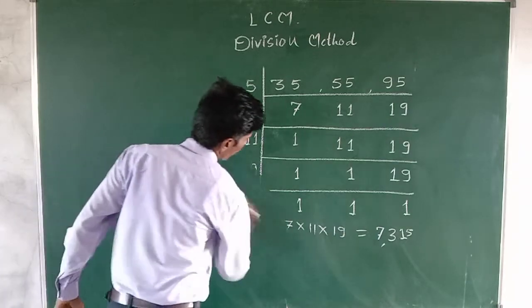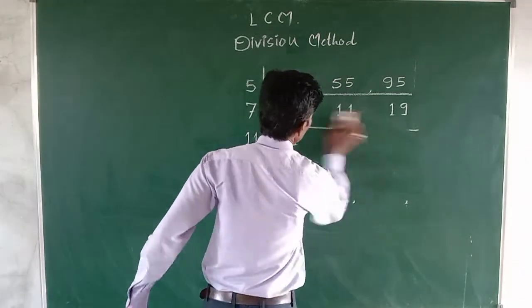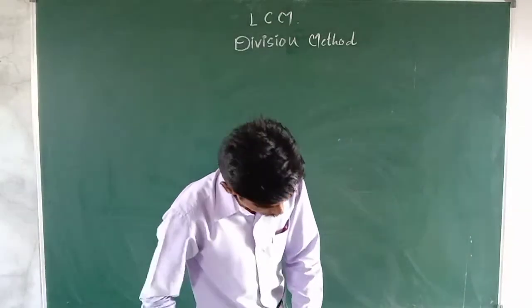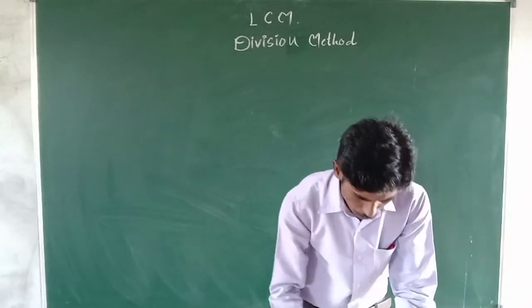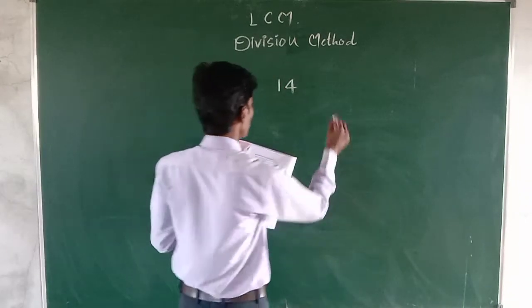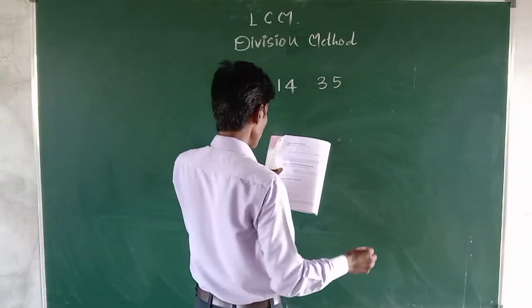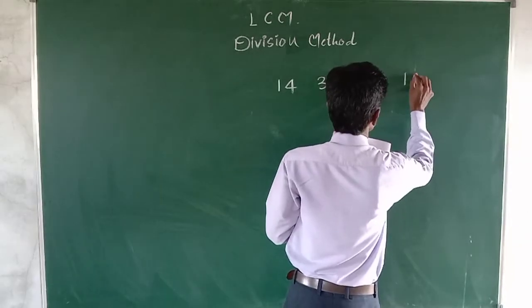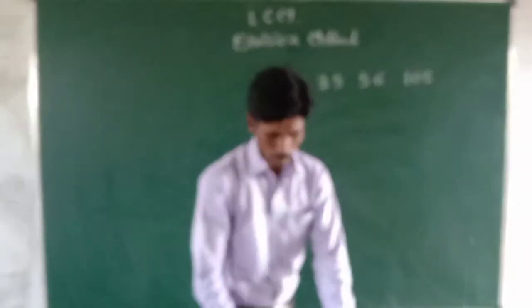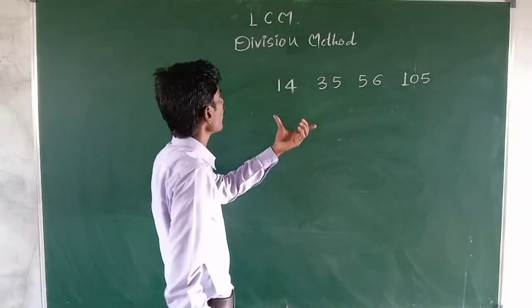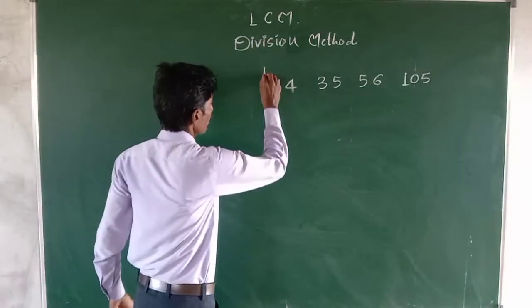We will take another example of it, where the LCM can be found by the division method. The other example is 14, 35, 56 and 105. These are the numbers, and we have to find the LCM by the division method.